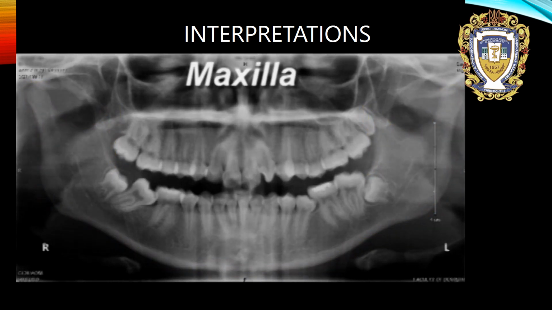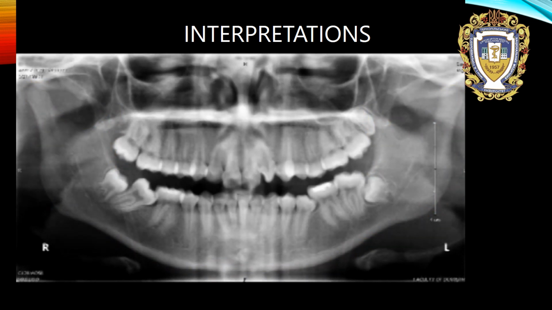Now move to the maxilla and examine its cortices. Begin at the most superior aspect of the posterior wall of the right maxillary sinus and assess this cortex as well as its floor and medial walls. Repeat this process for the left side. When examining the posterior border of the sinus, it is important to also identify the zygomatic process of the maxilla and the pterygomaxillary fissure.